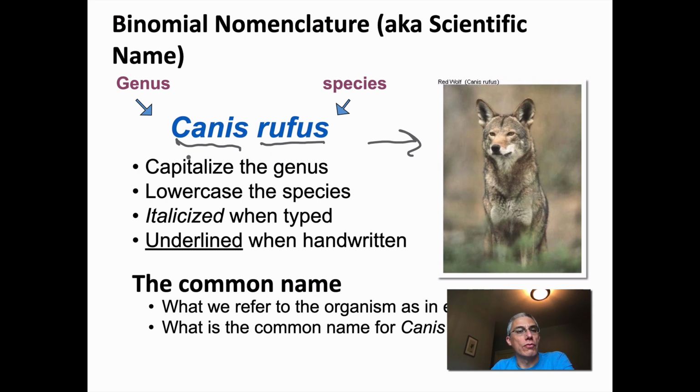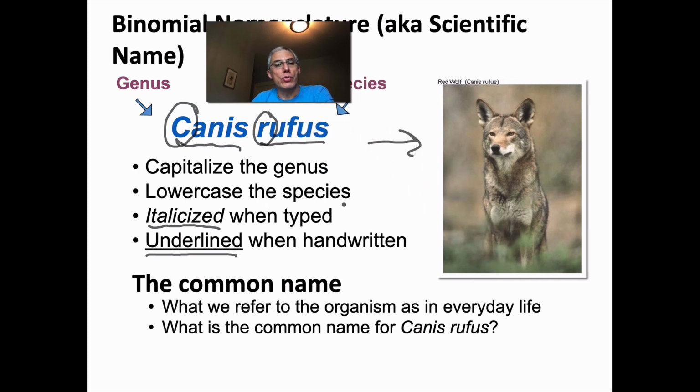The first rule that you need to follow is that you always capitalize the genus name. The second rule is that the first letter of the species name needs to be lowercase. And then the third rule depends on how you represent it. If you're going to type the name, then it's very important that you italicize that name. If you have to handwrite the name, then since you can't italicize, what you can do in its place is underline the scientific name. But to represent it correctly, you need to make sure that you follow these rules.